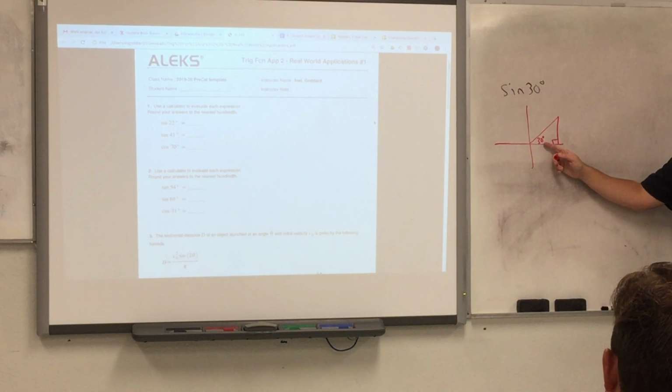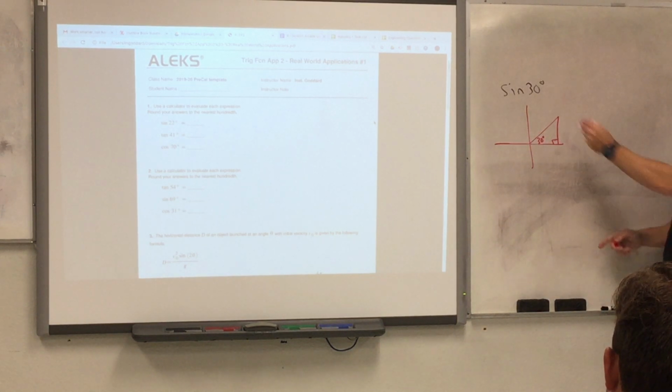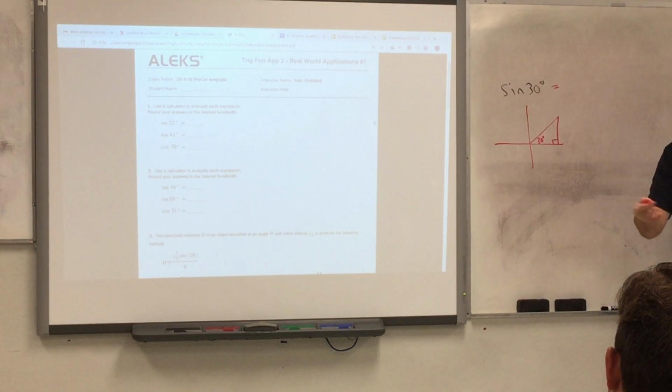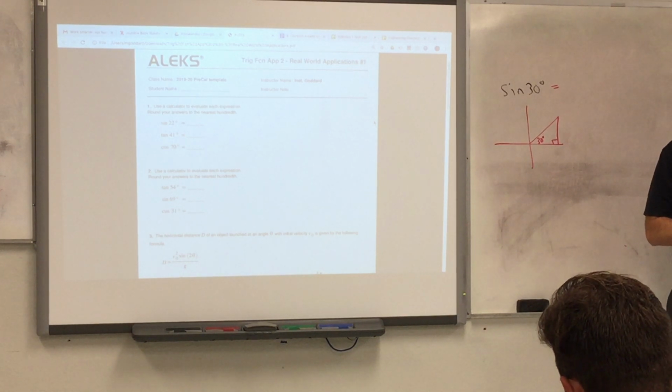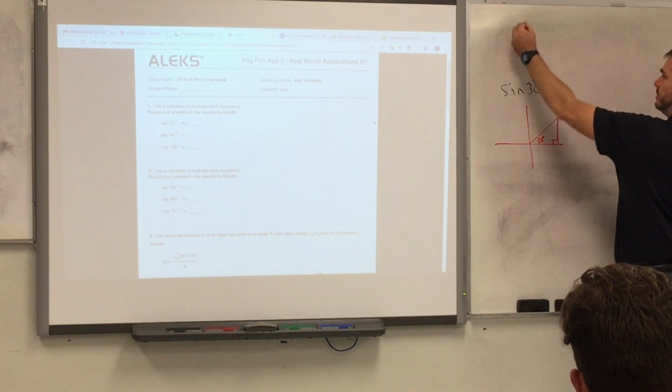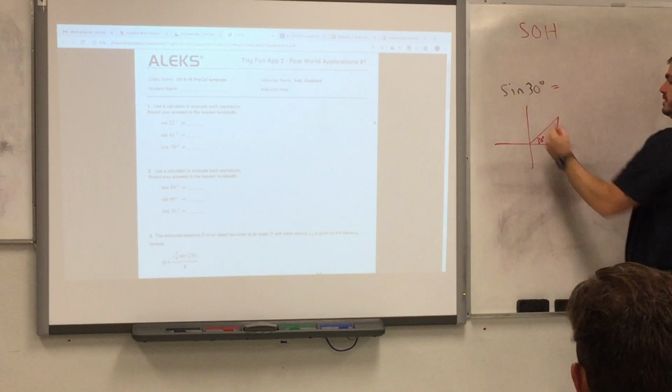a 30 degree acute angle, then the sine of 30 is going to be what, class? The ratio of the sides. Which sides? Sine is opposite over hypotenuse. So the opposite over the hypotenuse.